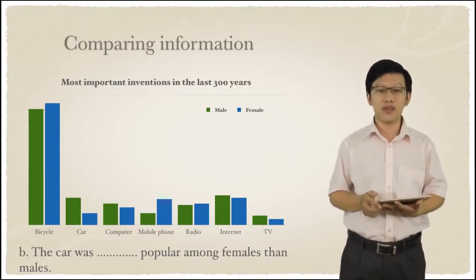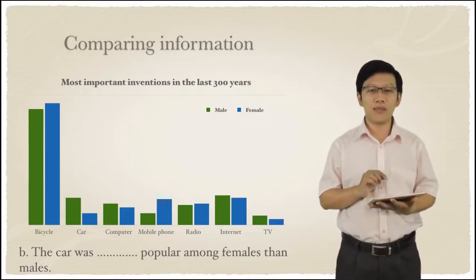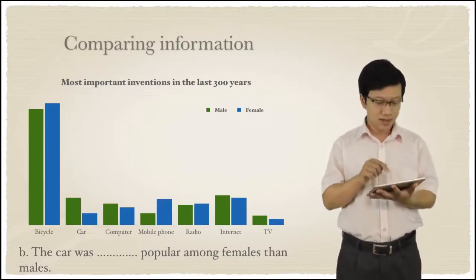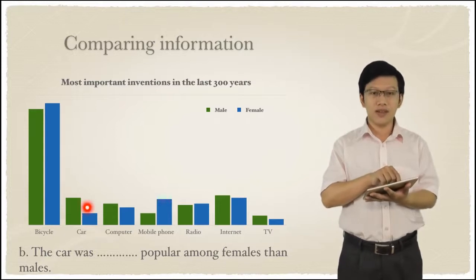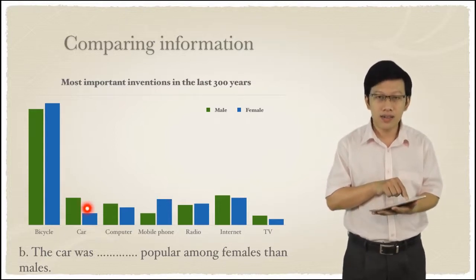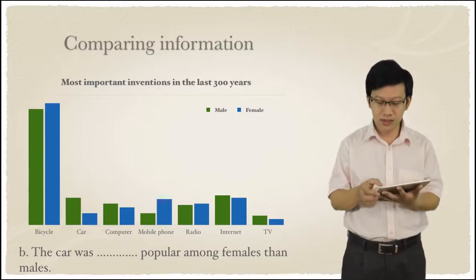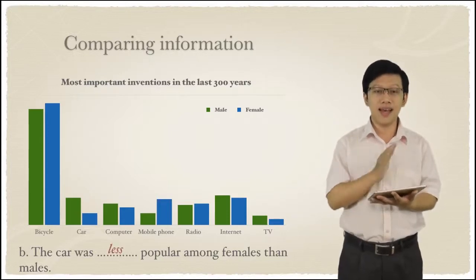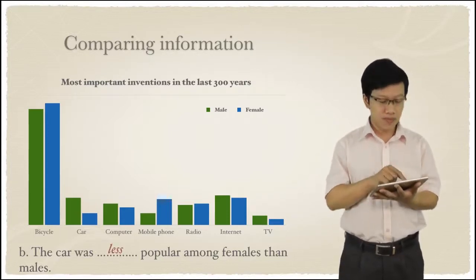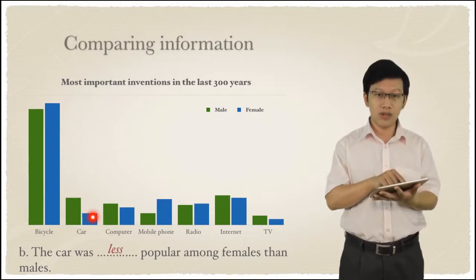Next one, very simple. The car was popular among females. It's more or less. So now we're going to take a look at the car, right? The car here, see the number, what's the answer? It has to be less. Less popular among females, only a small number, than males, a higher number.